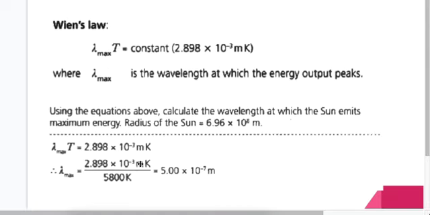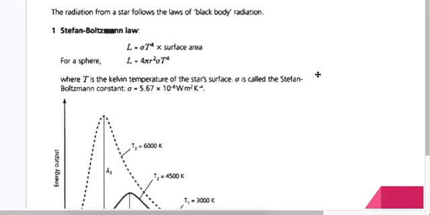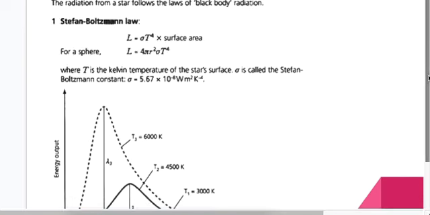Let's say we've been given the temperature as well. The example doesn't quote that, but let's say we know it, because we can't have two unknowns in one equation. To work out lambda max, we divide the constant by the given temperature, 5,800 Kelvin, and we get lambda max as 5 times 10 to the power minus 7 meters. But the idea is that you'll have to be given the temperature, or from something like the Stefan-Boltzmann law, you'll of course work it out.